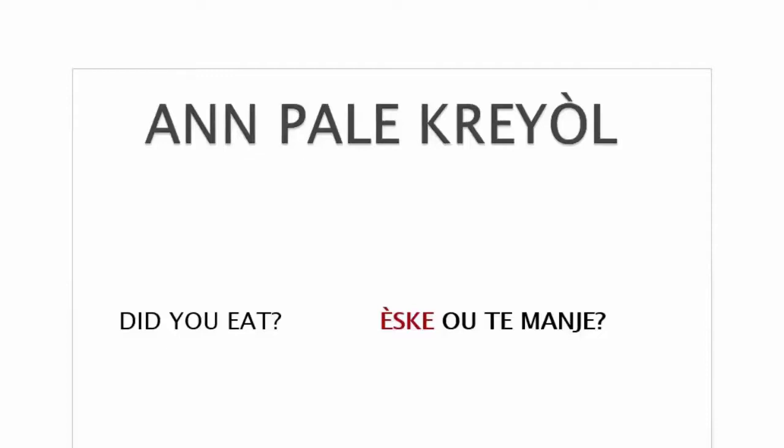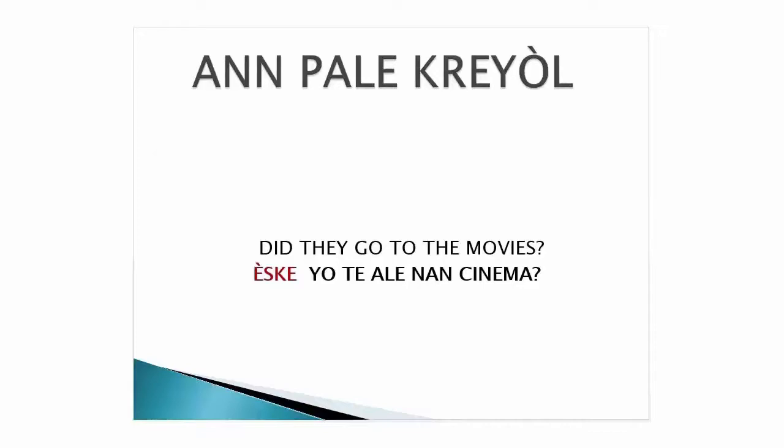And the third question is, did they go to the movies? Est-ce yo te allé nan cinéma? The auxiliary is in the past simple tense, so we see the word te, which indicates the past simple tense, as we've seen before. Est-ce yo te allé nan cinéma?